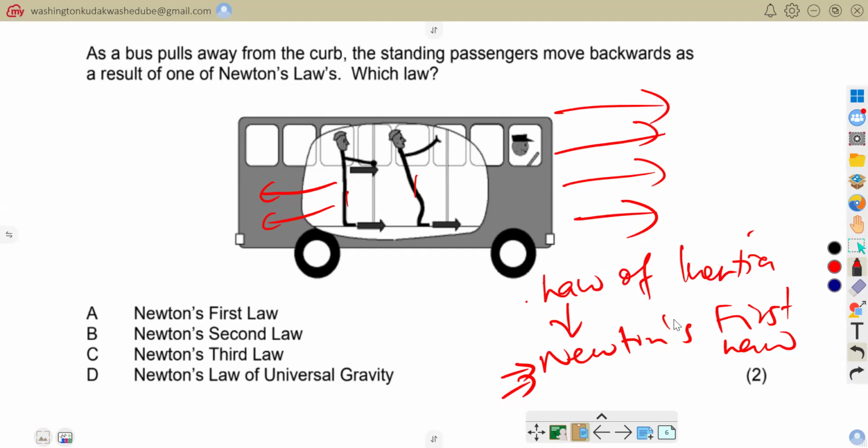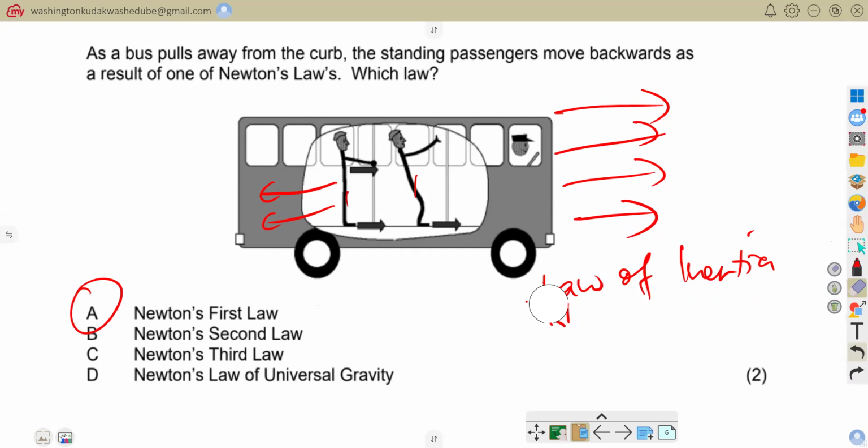Up until this change in motion, the force that is causing the forward motion becomes greater than inertia. That's when we will start experiencing a net resultant force, which will lead these passengers to start moving in the forward direction. So we would say that the law that governs this is Newton's first law of motion.